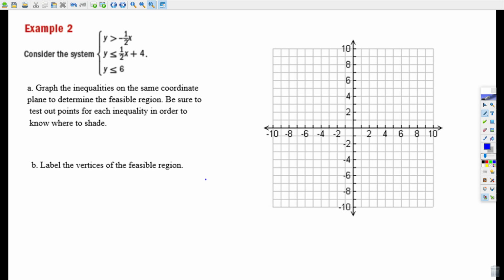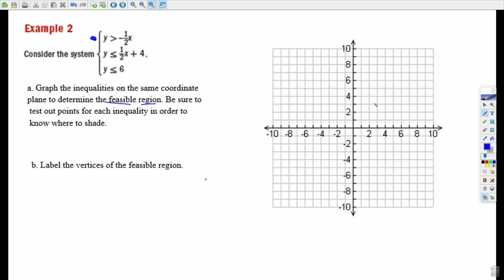So now we're going to do one with 3. Some of these are pretty easy though. Everything has y on the left-hand side, so we don't have to solve anything. We can just immediately start graphing them. So I'm going to use 3 different colors for this one. It says graph the inequalities on the same coordinate plane to determine the feasible region. The new word there. Be sure to use test points for each inequality to know where to shade. Okay, so we'll do the first one in blue.